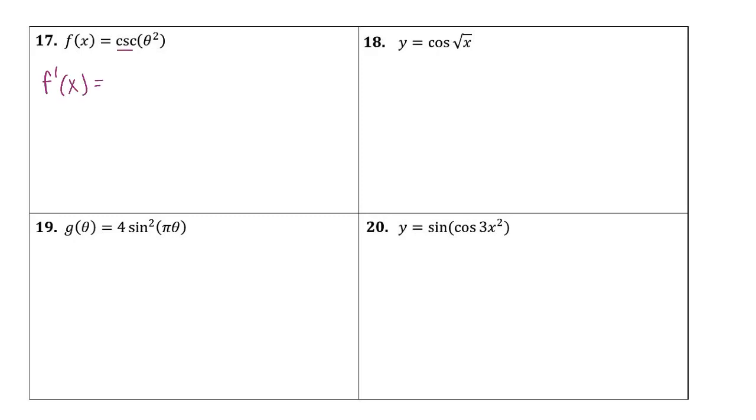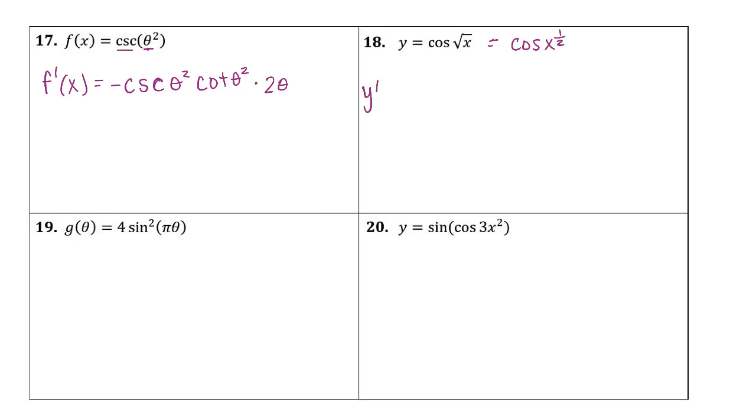So again, the same thing here, the chain rule we are going to use here. f prime at x equals, well, the derivative of the outside is going to be negative cosecant squared theta times cotangent theta squared, and then it's going to be times the derivative of our angle, or the inside, so that's going to be 2 theta. Number 18. I would rewrite that to remind ourselves that that is cosine of x to the 1/2.